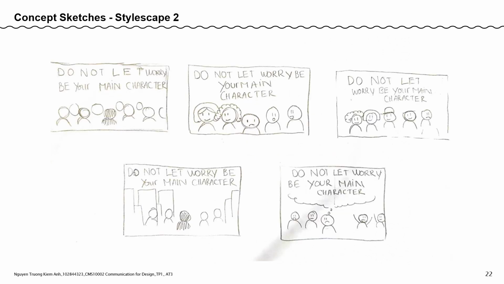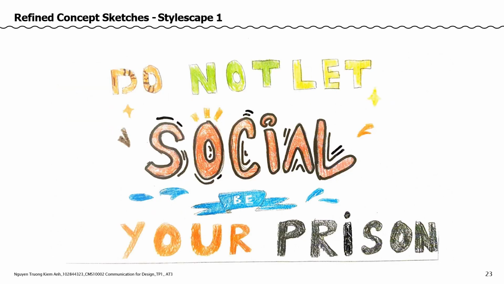And here are some sketches of the second stylescape with the message "Don't let worry be your main character." The illustration here is about a group of happy and socialized people, which represents society today, and then one person looking sad because of anxiety.